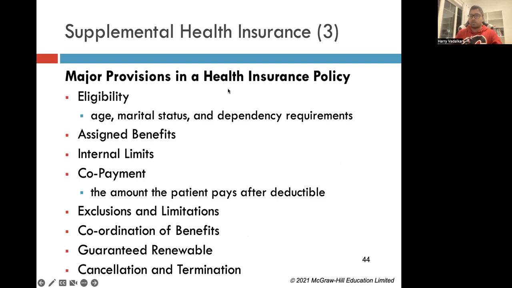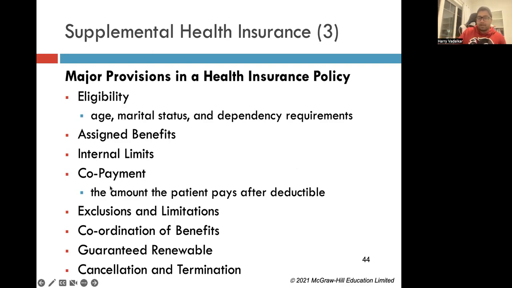There are major provisions in a health insurance policy. There is eligibility based on age, marital status, and dependency. There are assigned benefits, how much benefit will be paid to you, and there are limits to those benefits. For example, most insurance policies that you get from your employers will have limits. For example, X number of massages you can do and a dollar amount that they pay for each massage. If you go beyond that, you have to pay from your pocket.